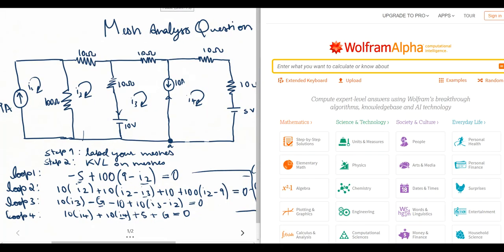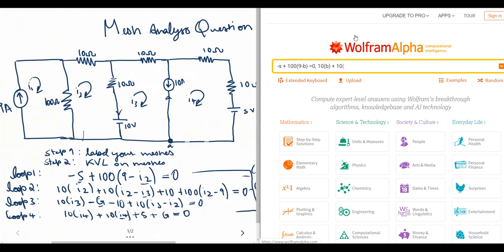Okay, so the next thing to do is to solve this system of equations to calculate our variables. So I've just opened up Wolfram Alpha here that can solve simultaneous equations. So now we just put our equations in. Also, I will substitute I2 as B, I3 as C, and I4 as D, because Wolfram Alpha doesn't like I2, I3, I4. So the first equation is loop 1, negative S plus 100, 9 minus B is equal to 0, and you just separate the equations by commas.